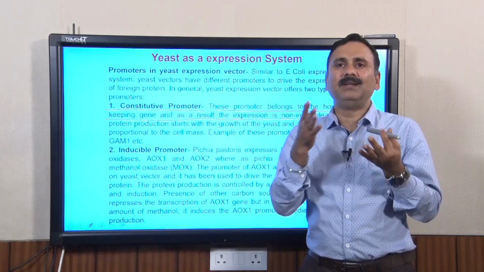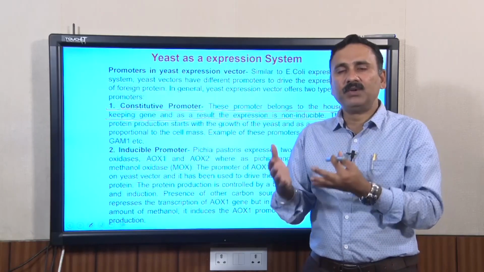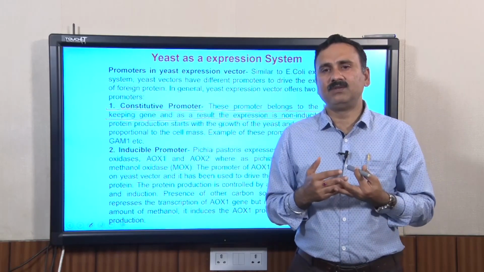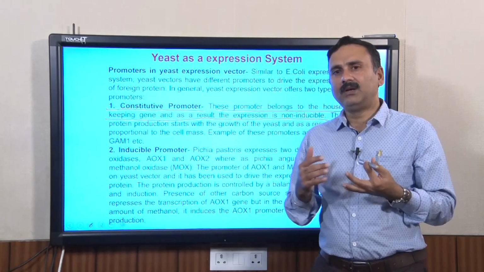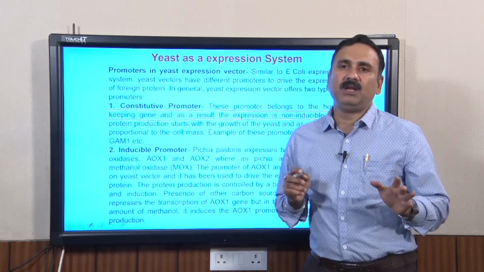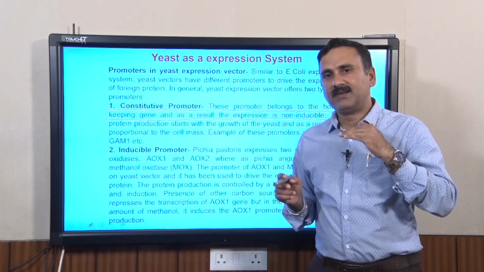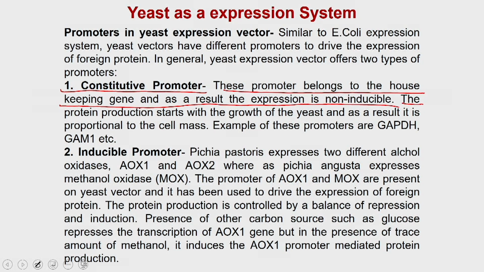One of the classical examples is LDH. So, LDH protein is a housekeeping gene, or actin or myosin. Most of these structural proteins which are part of the formation of the plasma membrane belong to the housekeeping genes. So, housekeeping genes are never inducible, because they are consistently producing the protein. The protein production starts with the growth of the yeast, and as a result it is proportional to the cell mass. Examples of these promoters are GAP-DPH, GM1, etc.